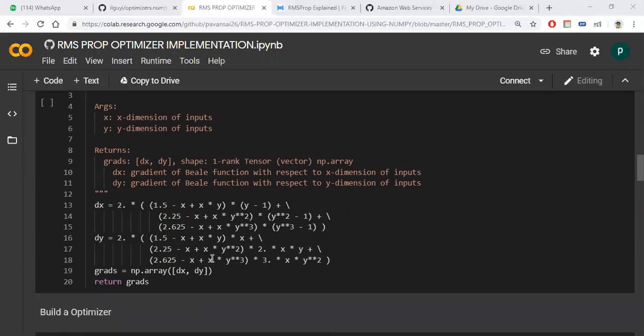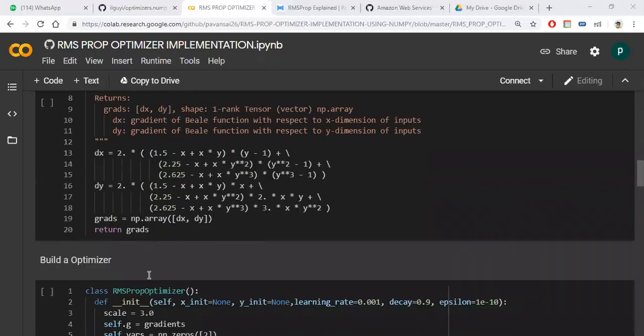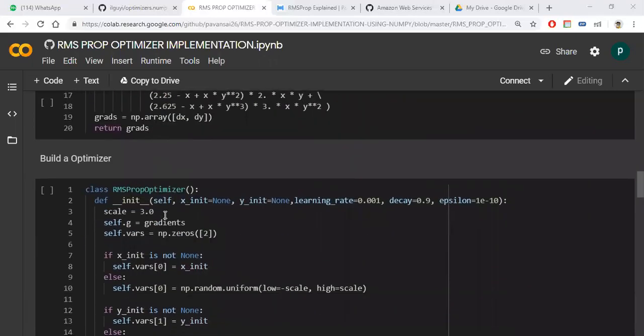This is the gradient function, and I am assigning these two variables in array format and returning this variable. This is the gradients of this function. So see how I build an optimizer.